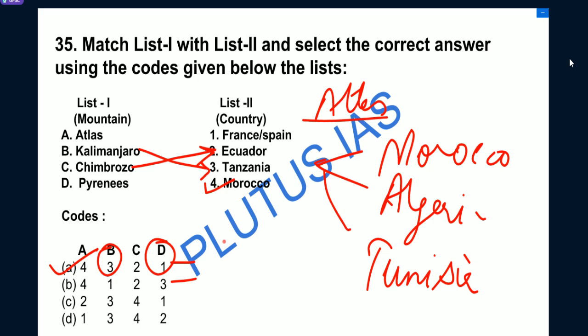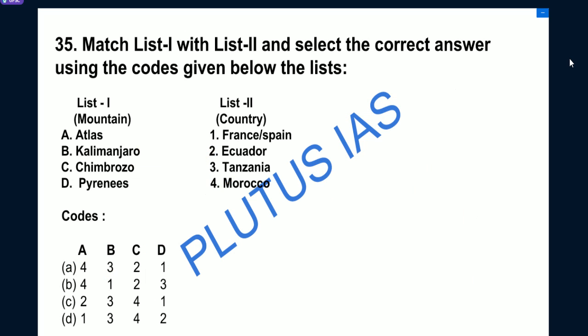Aneto is the highest peak. Atlas की highest peak कौन सी है? Toubkal, Mount Toubkal. Toubkal is the highest peak. ठीक है? Okay, then question number 36.